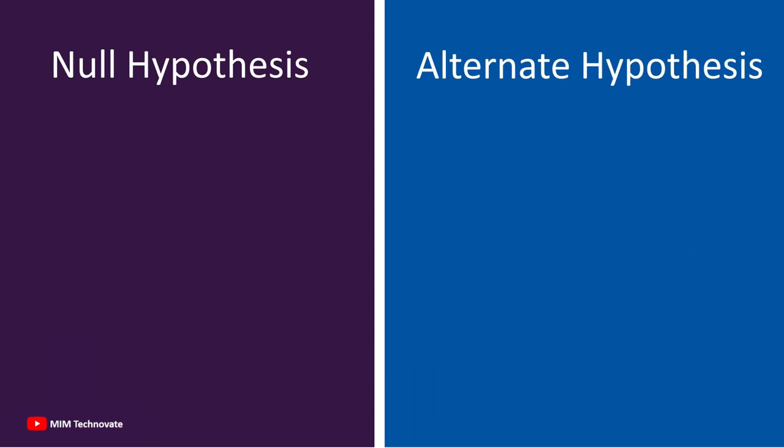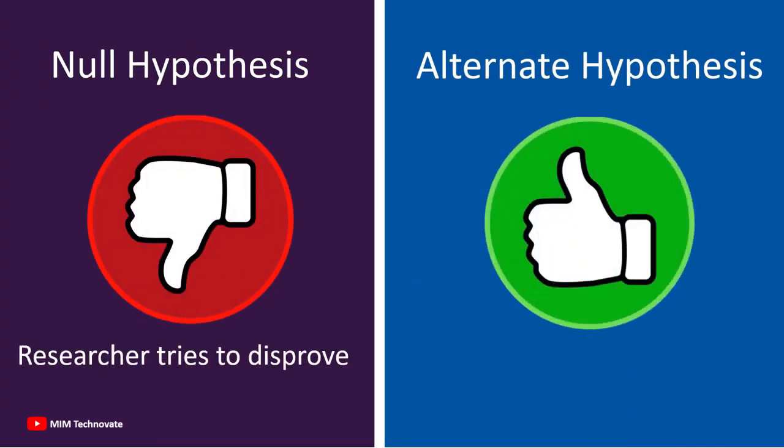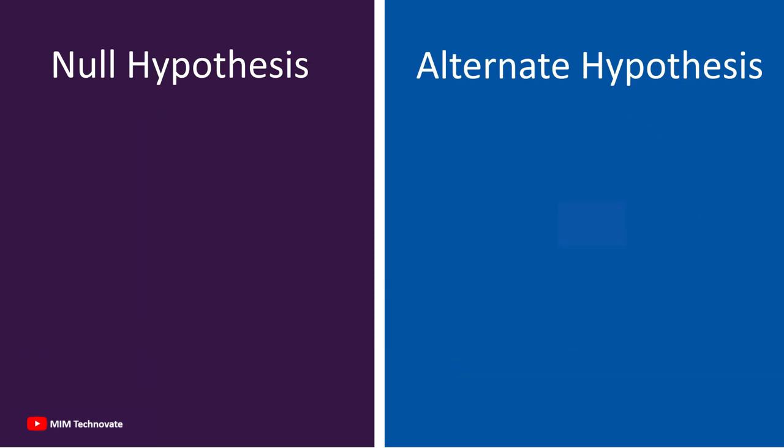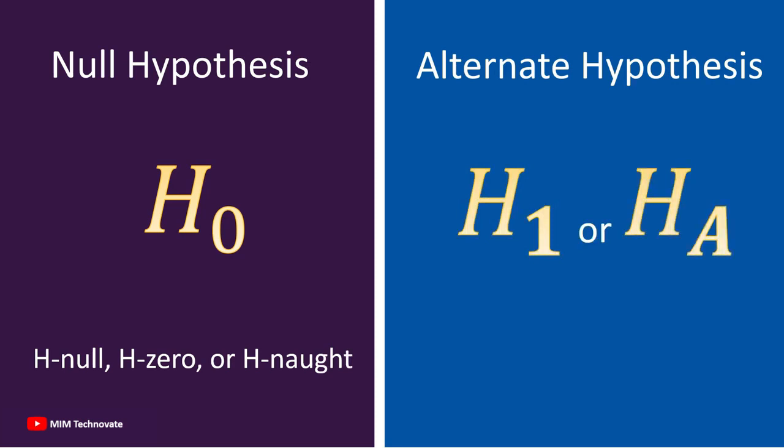A null hypothesis is the hypothesis a researcher is trying to disprove, whereas the alternate hypothesis is the hypothesis that the researcher tries to prove. A null hypothesis is denoted by H0, and it is read as H null or H naught. On the other hand, alternate hypothesis is denoted by H1 or HA, and it is read as H1 or HA.